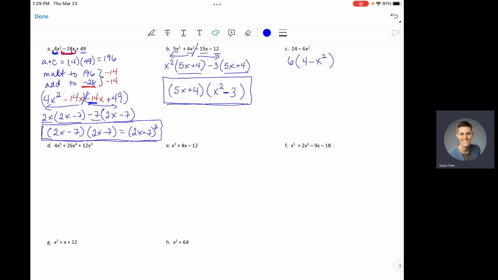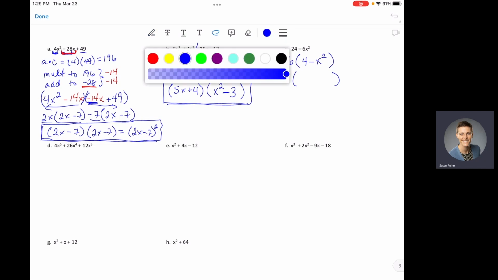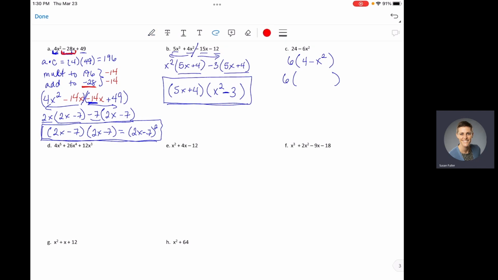I've got two pieces here, and it is, in fact, a difference of squares, because inside this parentheses, I've got 4, that is 2 squared, and x squared, that's x squared. And I've got something squared minus something else squared. This is a difference of squares. So I can factor this.